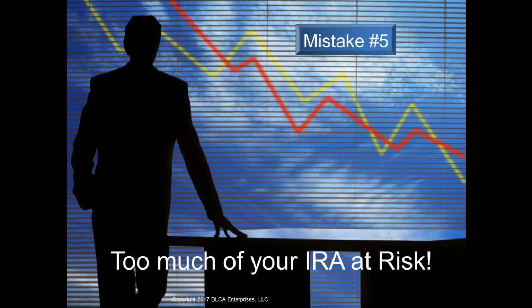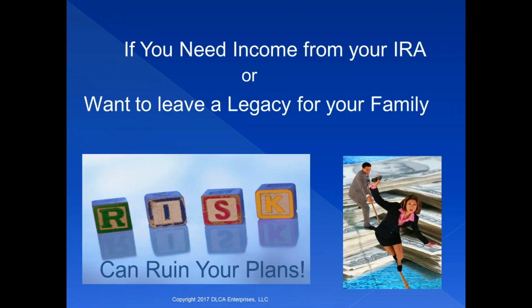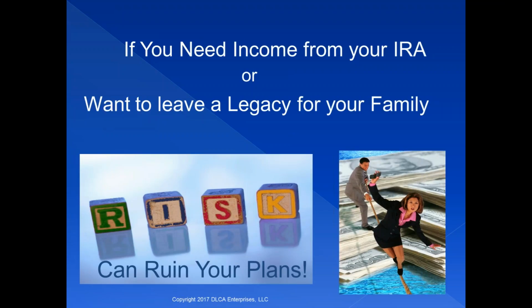Coming from the book Top 10 IRA Mistakes, mistake number 5 is having too much of your IRA at risk. Those of you that manage money, please don't misunderstand what I'm saying. It's perfectly fine for folks to have their money in the market. We know that the market has really grown back since 2009. But this is having too much of your IRA at risk. If you're going to need income, or your clients are going to need income from their IRAs, or if they want to leave a legacy to their family, the number one thing that can ruin their plans is risk. It's losing that money in a stock market downturn.